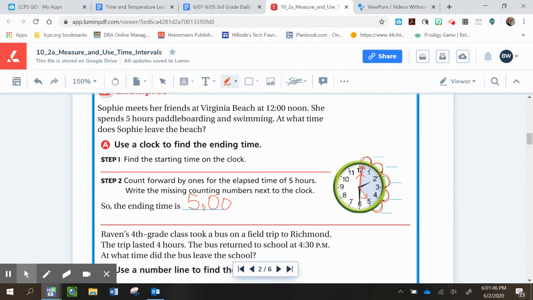I can't really get my semicolons there, okay? So from 12 o'clock, 5 hours would give you 5 o'clock.